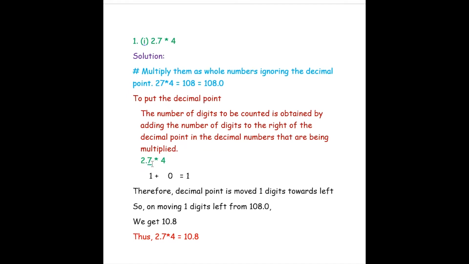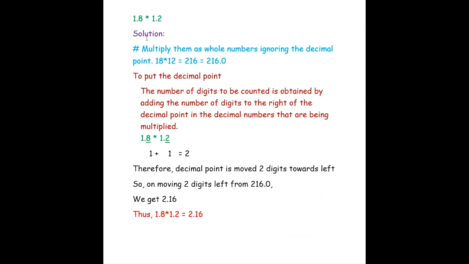In 2.7, after the decimal, we have only one digit on the right. So, 1. After 4, it's a whole number, so we don't have any decimal. So, it is 0. If you add, it is 1 plus 0, which is 1. Therefore, we have to move the decimal point one digit towards the left. On moving one digit left from 108.0, we'll get 10.8. So, 2.7 into 4 is 10.8.